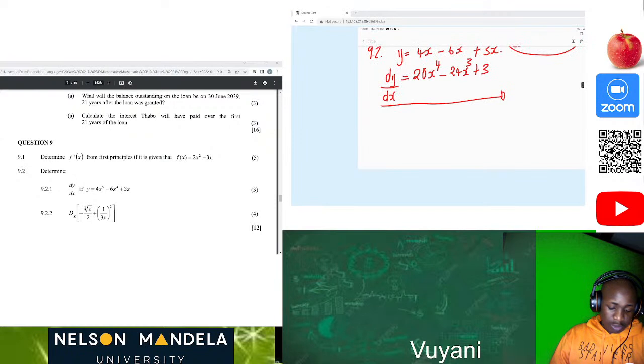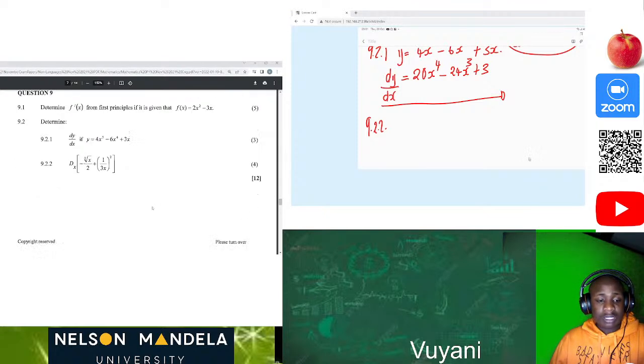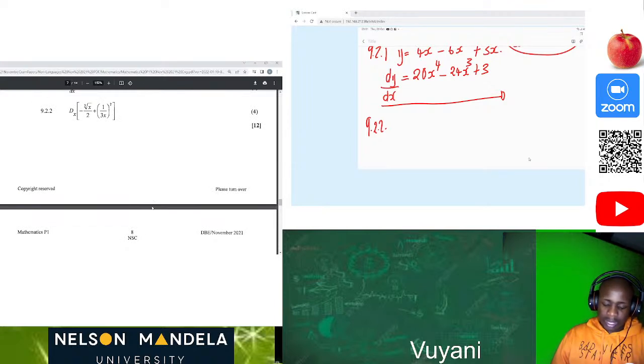Now moving on to 9.2.2. That was 9.2.1. Now we must listen to what it wants. So we are given dy over dx, negative cube root of x over 2 plus 1 over 3x all squared. Okay, this one seems to be tricky, but don't hesitate.